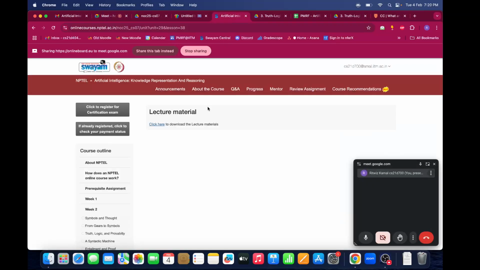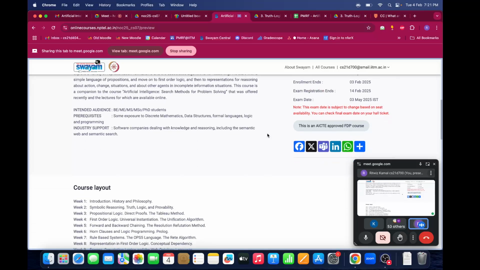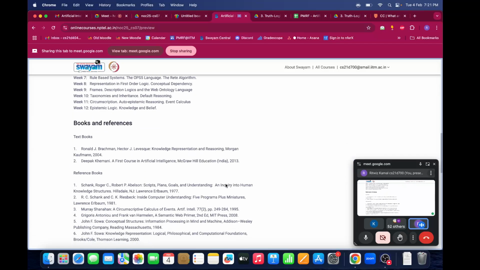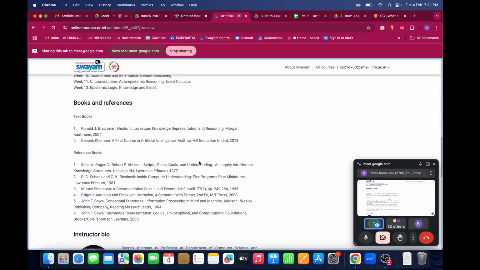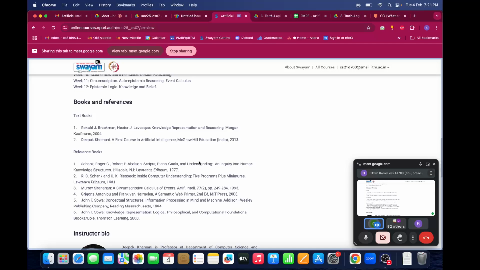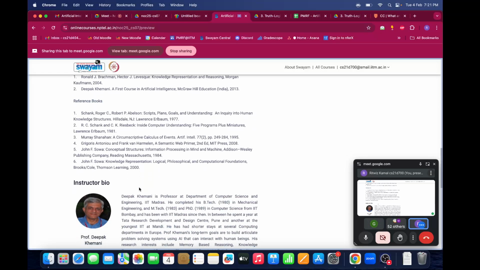As for the book, I think the course section on Swayam should have some references, right? There's one book that is written by Professor Deepak Khemani himself, so you can refer to that. First Course in Artificial Intelligence, McGraw Hill. It's available on Amazon. Other than that, there are other textbooks and reference books as well that you can look into. There are multiple references available here.